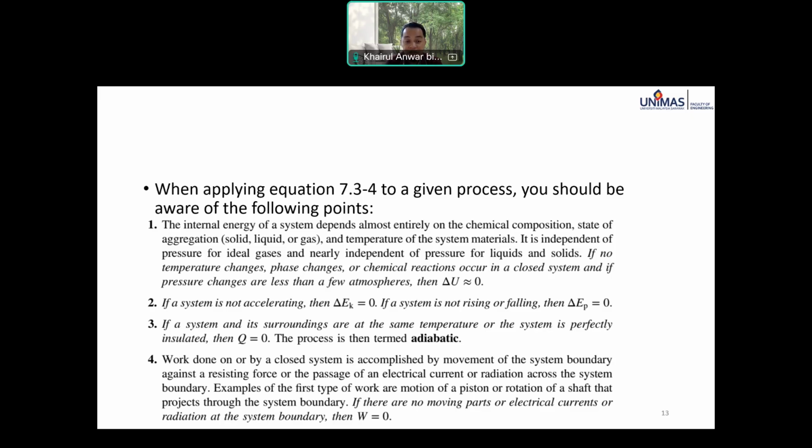Work done on or by the closed system is commonly by movement of the system boundary against the resisting force. Examples of the first type of work are motion of a piston or rotation of a shaft projecting through the system boundary. So if there are no moving parts, no electrical current, and no radiation at the system boundary, we can still assume W is zero. All of this is a rule of thumb for closed systems to ease the calculation.